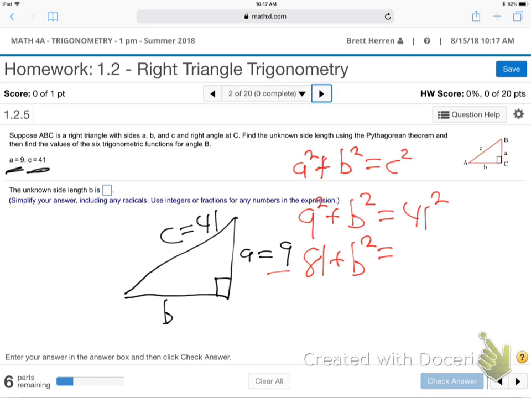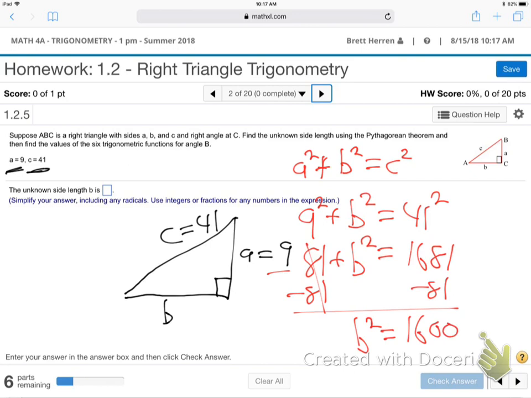So, 81 plus b squared. What's 41 squared? 1681. And solve for b. Just subtract the 81 from both sides. B squared is 1600. I'm trying to solve for b. I got b squared. How do I make regular? Root it, just root it. What is that, 40, I think, right? 40. So b is 40.